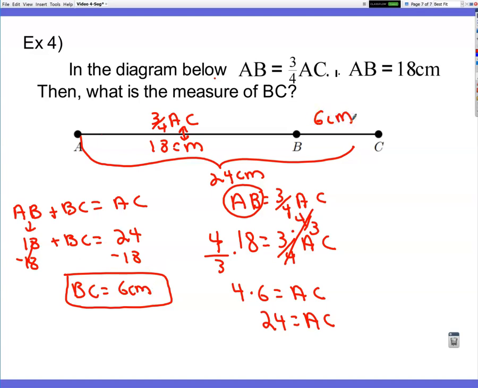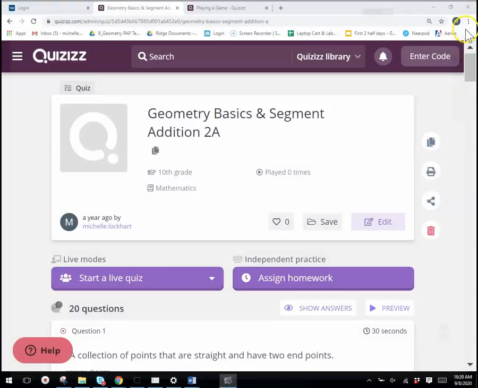All right, another way that you could have thought about this is if this was 3/4 of the entire line, then BC would be 1/4 of the entire line, right? And then you could have figured it out that way, but you would have still had to figure out what AC is first.